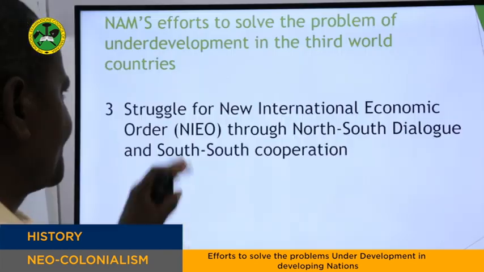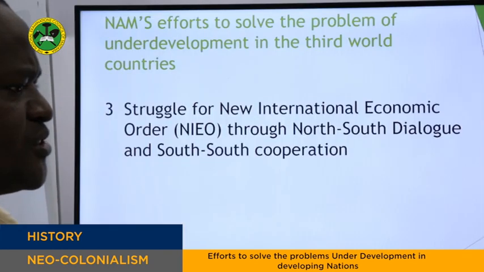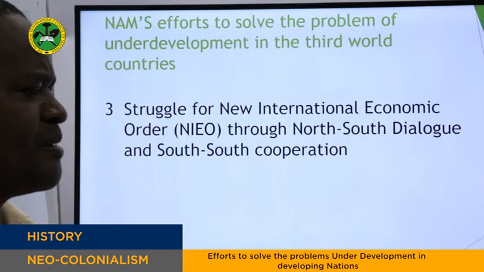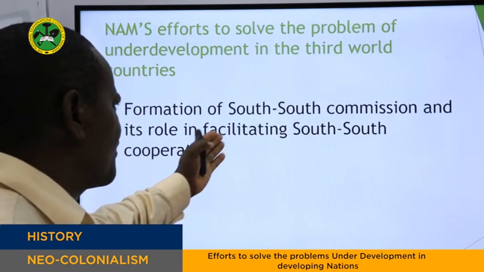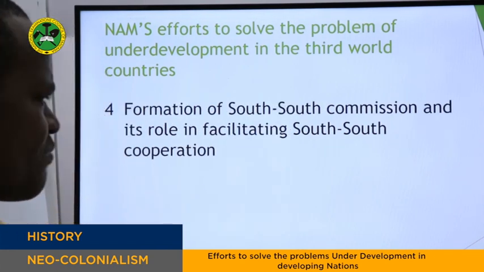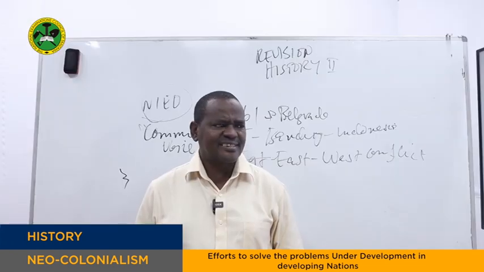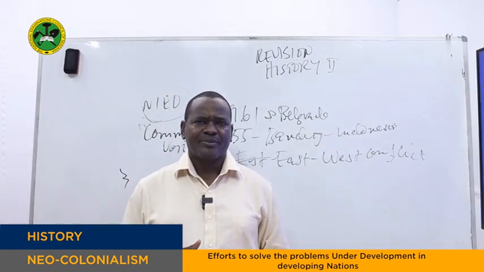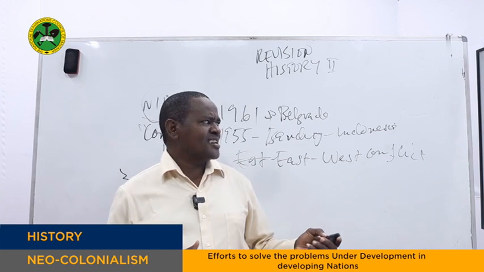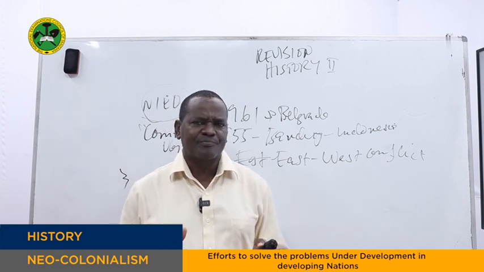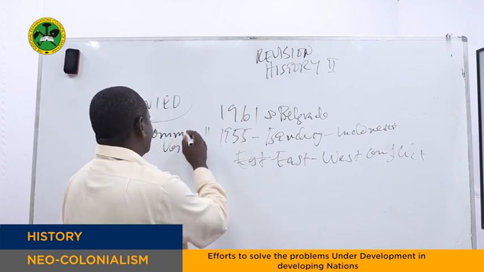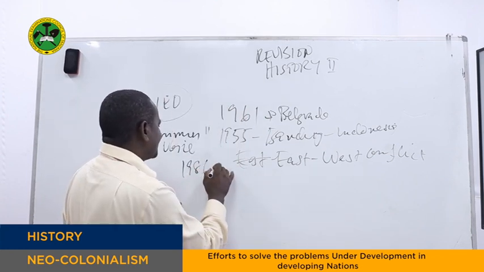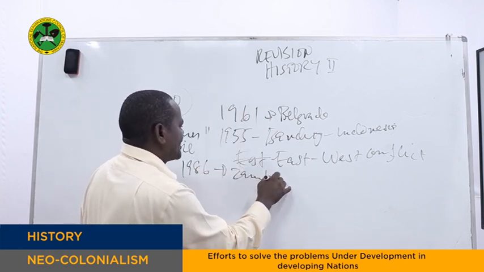So this is the third contribution of NAM to solve the problem of underdevelopment of the third world countries. The fourth is the formation of the South-South Commission and its role in facilitating South-South cooperation. This is also another very important contribution. The South-South Commission was formed in 1986 in Lusaka, Zambia.